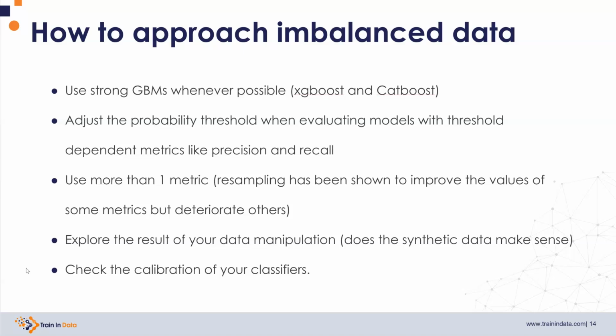Well, as a rule of thumb, whenever possible, let's try and use strong gradient-boosted machines like XGBoost or CatBoost. The second step is that we should adjust the probability threshold when we are evaluating models that depend on the threshold, and not fall back to the default 0.5 that was, up to very recently, hard-coded in scikit-learn. Scikit-learn now also has a class that allows us to optimize the threshold as we train the model, and we're going to discuss that later in the class as well.